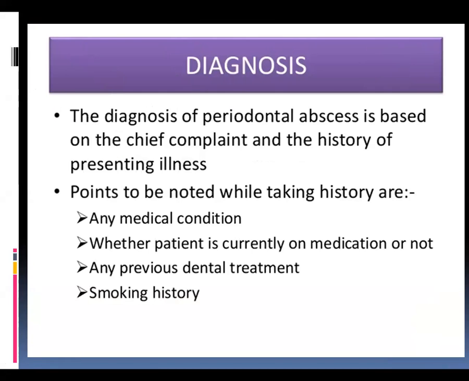How to diagnose a periodontal abscess? The diagnosis of periodontal abscess is based on the chief complaint and the history of the present illness. Points to be noted while taking the history: first, any medical condition the patient has or not, whether the patient is currently on medication or not, any previous dental treatment he or she has taken, and their smoking history.